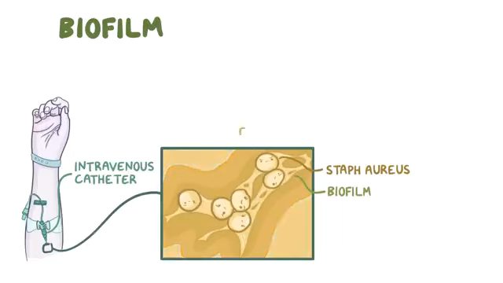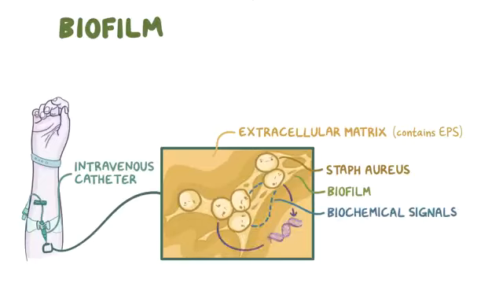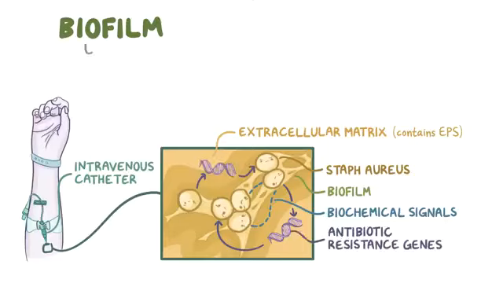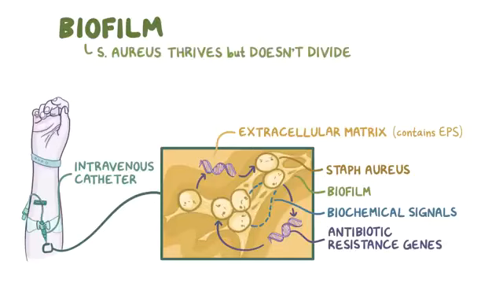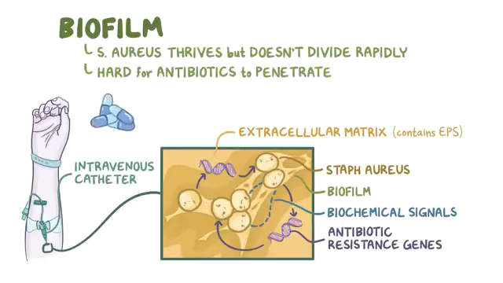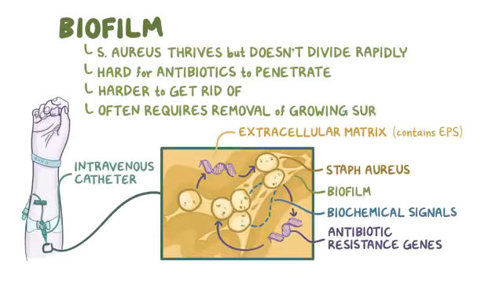The bacteria start to produce extracellular matrix made of exopolysaccharides, or EPS, and over time the cells get completely surrounded by it. The cells that are surrounded by the gel-like layer of exopolysaccharides can communicate with one another through biochemical signals, and can even swap genetic information back and forth, including antibiotic resistance genes. In addition, Staph aureus thrives but doesn't divide rapidly within these biofilms, and it's relatively hard for antibiotics to penetrate into the biofilms. Combined, that makes it a lot harder to get rid of these biofilm infections, and often requires simply removing the surface that they're growing on, if possible.